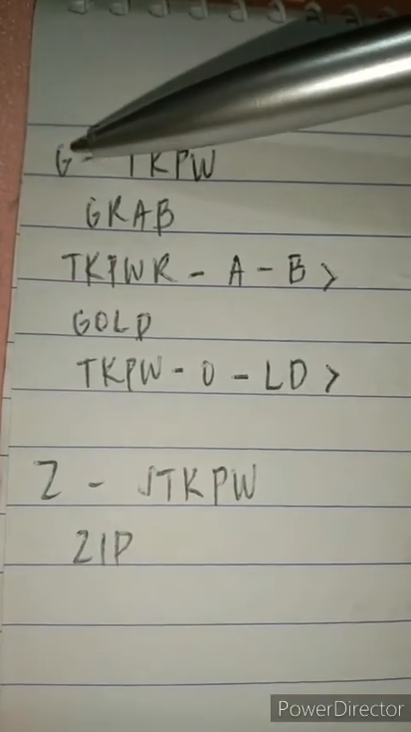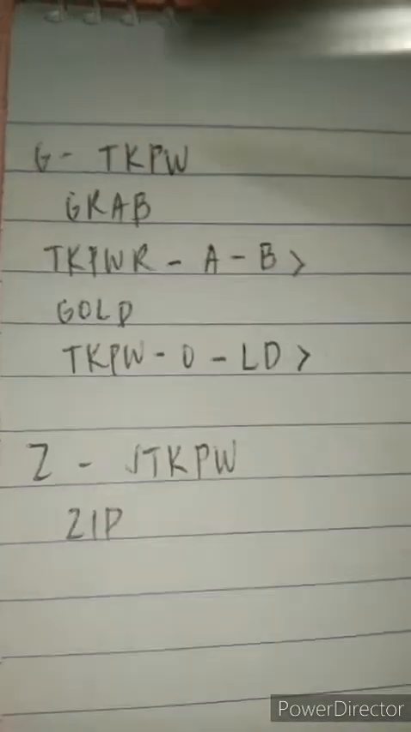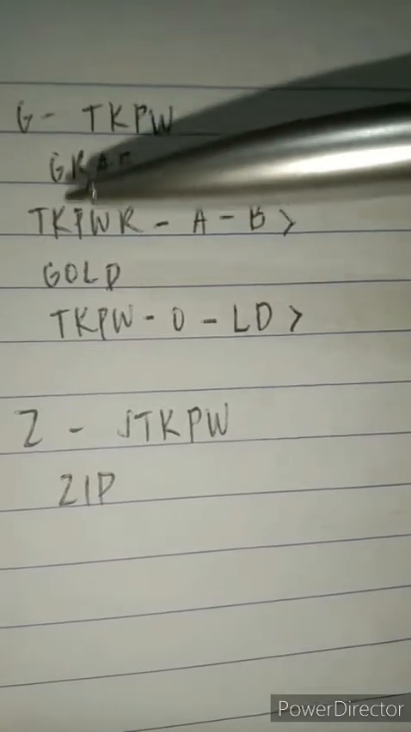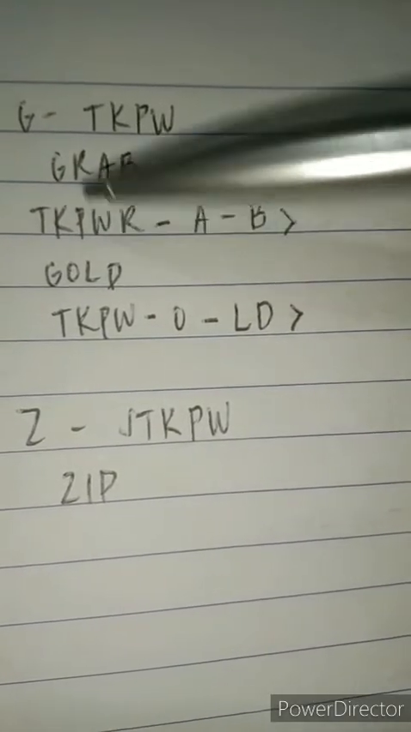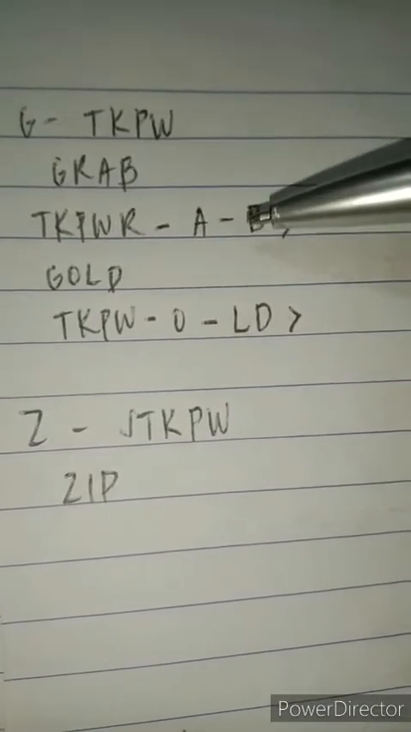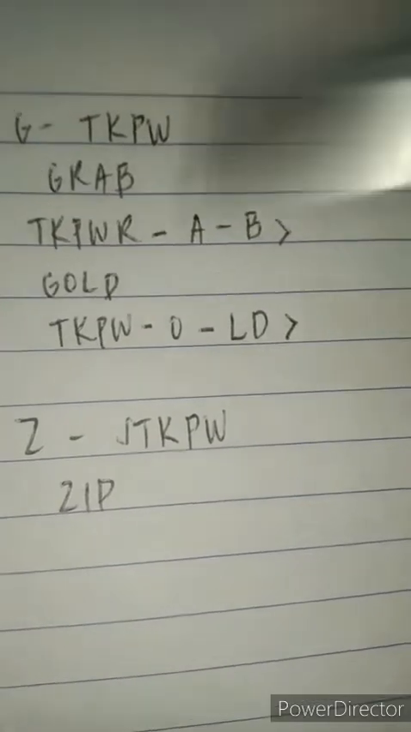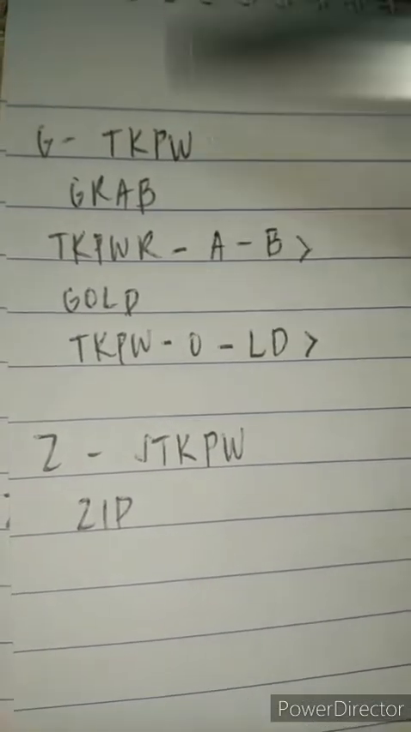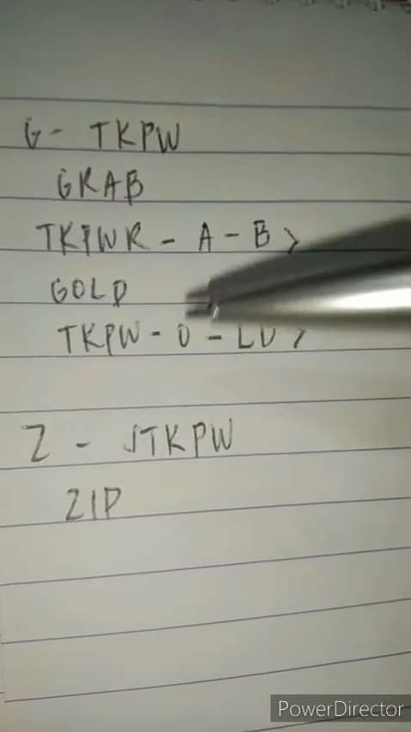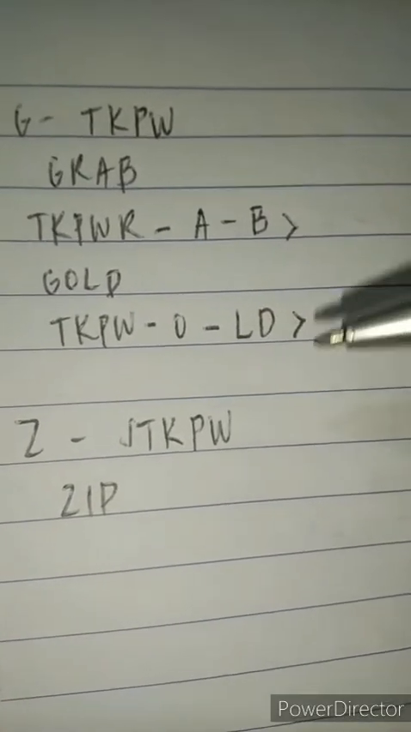And next is the letter G. G is represented by T, K, P, and W. So itong first example, the word grab. So grab, T, K, P, W for letter G, and then R, and then vowel letter A, and then ending letter B, and release. Next example, the word gold. Beginning TK, PW, vowel letter O, ending letters LD, release.